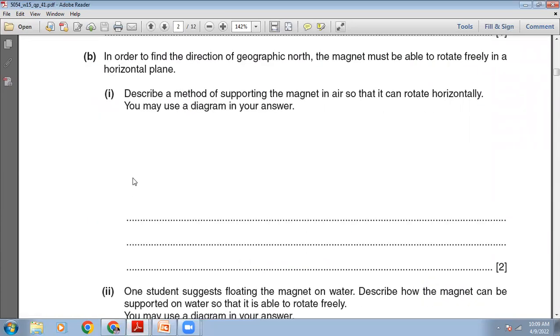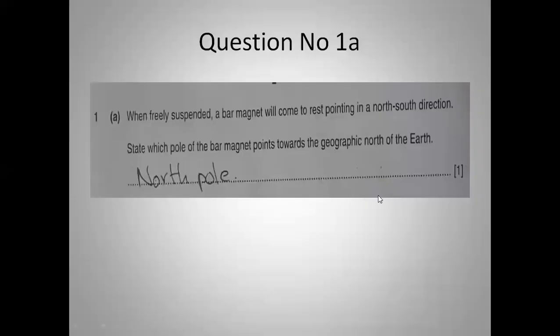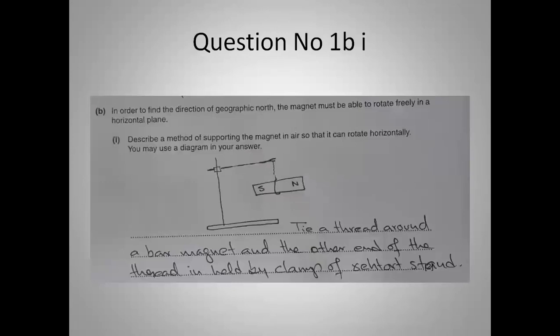Then it says, in order to find the direction of the geographic north, the magnet must be able to rotate freely in a horizontal plane. Describe a method of supporting the magnet in air so that it can rotate horizontally. You may use a diagram in your answer. So the method is very simple. Take a retort stand, and with the clamp of the retort stand, tie a thread, and tie the other end of that thread around the bar magnet. As you can see, I have made that diagram.